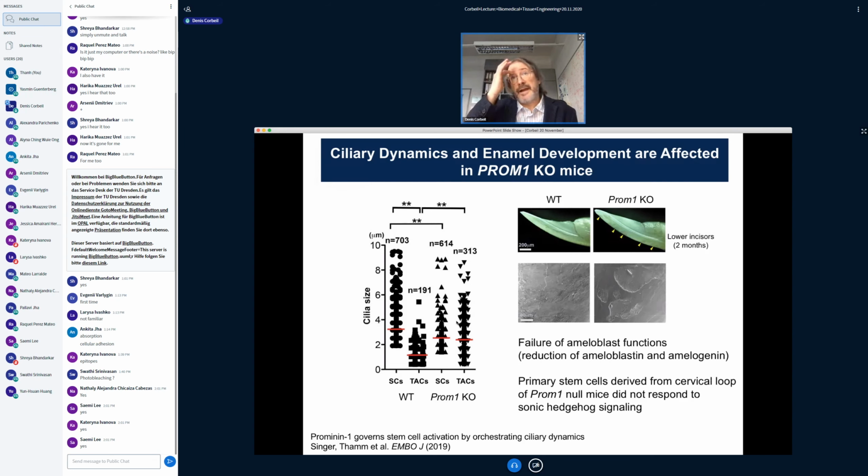As a consequence of that, in the knockout of prominin 1, we can see here that the NML will be highly affected. Indeed, the function of the differentiated cell, the ameloblast here, is not working properly. And we have also shown in culture, by taking the primary cells from the wild type and the prominin knockout, that they are no longer answering to the sonic hedgehog pathway. Now we really affect the organization of the primary cilia.